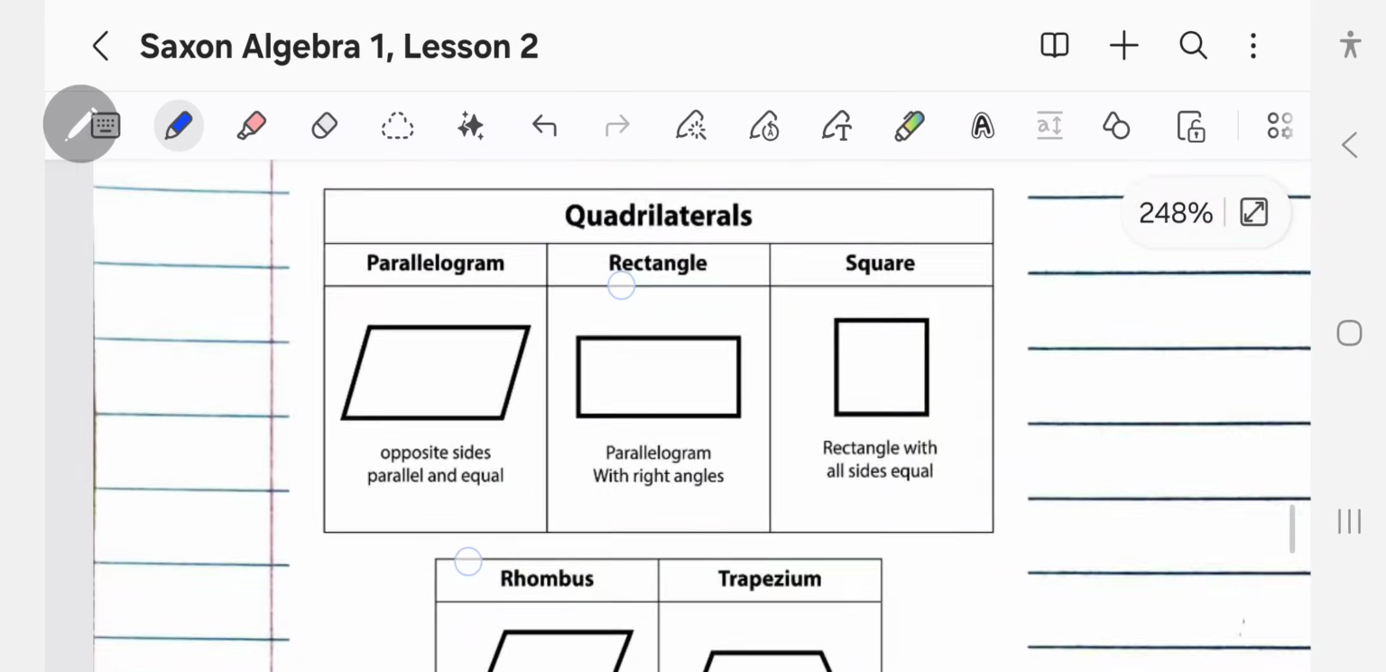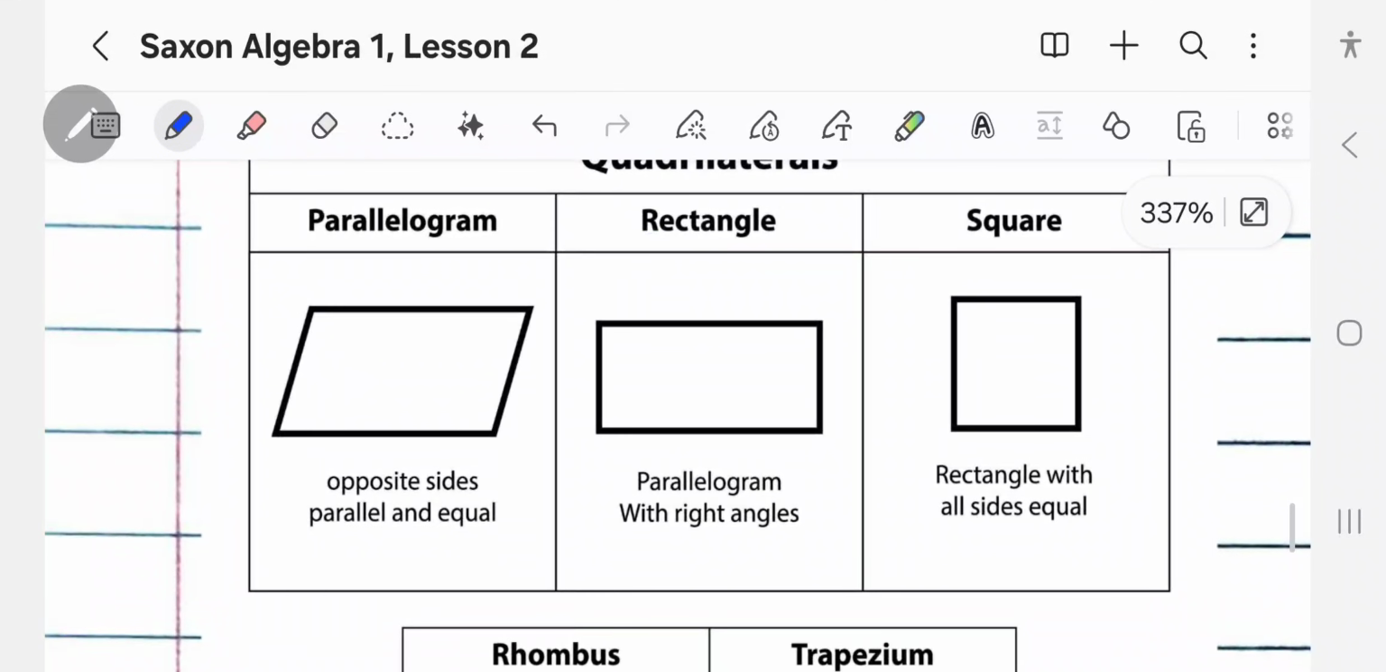You have a parallelogram. Let's zoom in here and look at that. The opposite sides are parallel. If you were to extend this side and keep it going forever, and this side and keep it going forever, they would never cross. They would never intersect, and neither would these. So it has 2 pair of parallel sides, and they're also equal. So we could mark them with the tick marks. We could say these have to be equal, and these have to be equal. Okay? So that's a parallelogram.